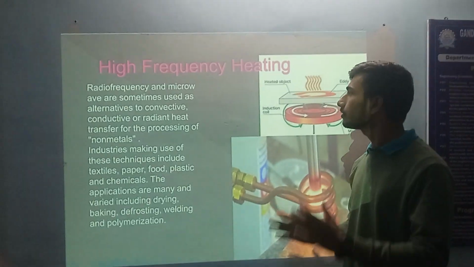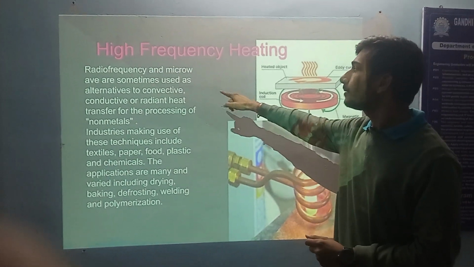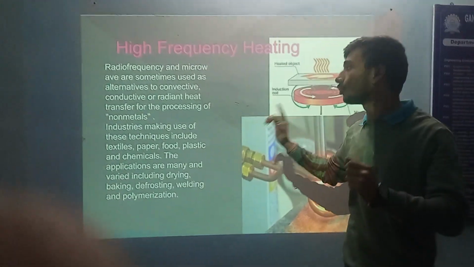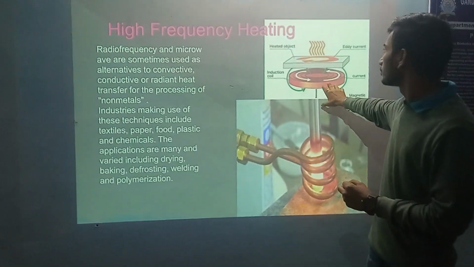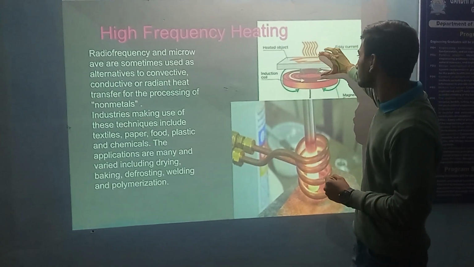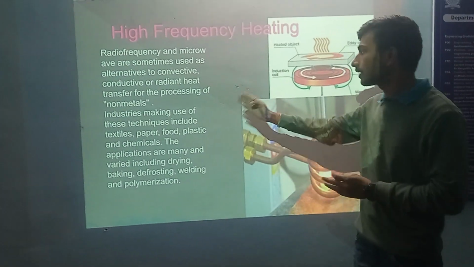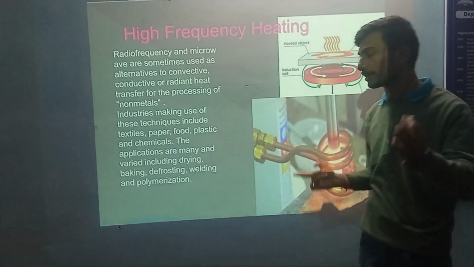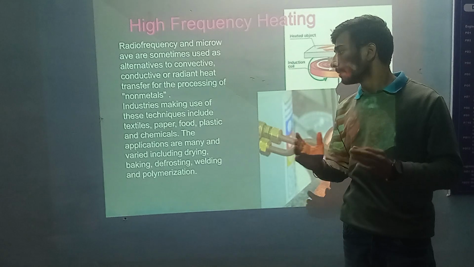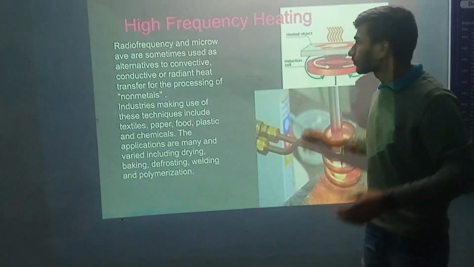Start. High frequency heating. Radio frequency and microwaves are sometimes used as an alternative to conductive and radiant heat transfer for the processing of non-metals. Here is the process through the heating object, conduction, and eddy currents. The current passes through the line. Industries making use of these techniques include textile, paper, food, plastic, and chemicals. The applications are varied, including drying, baking, defrosting, and welding or polymerization.